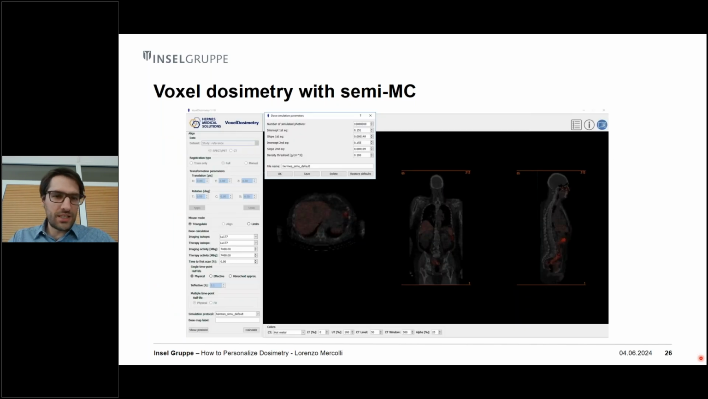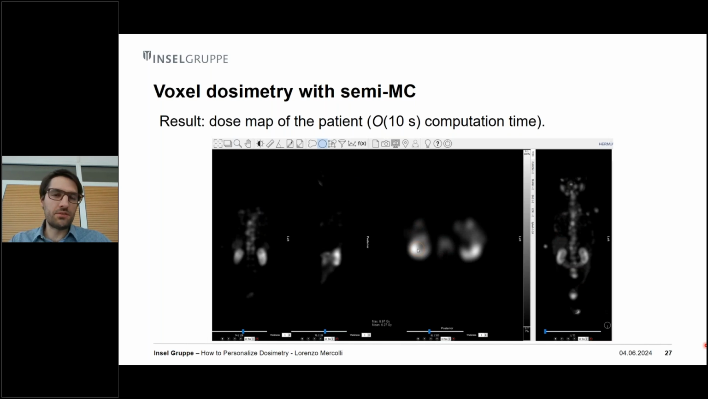So that's how it looks like in HMS. You can even tweak your photon Monte Carlo parameters. And what you get at the end is a three-dimensional image that is computed within a couple of seconds. And this image now has, as units of each voxel, grays. So this is now a dose map, and you can segment your organs and get the dose for this organ.